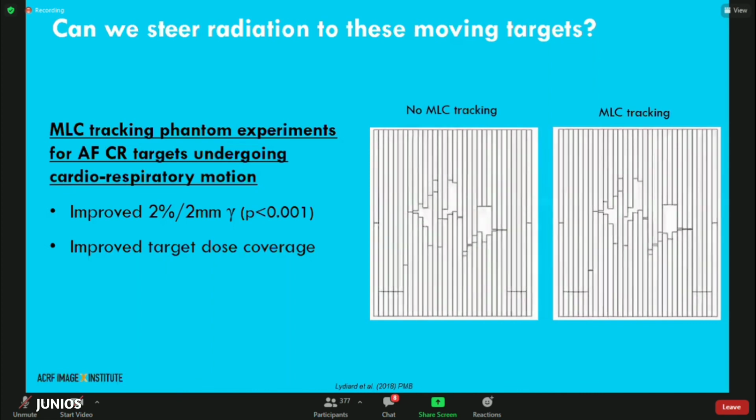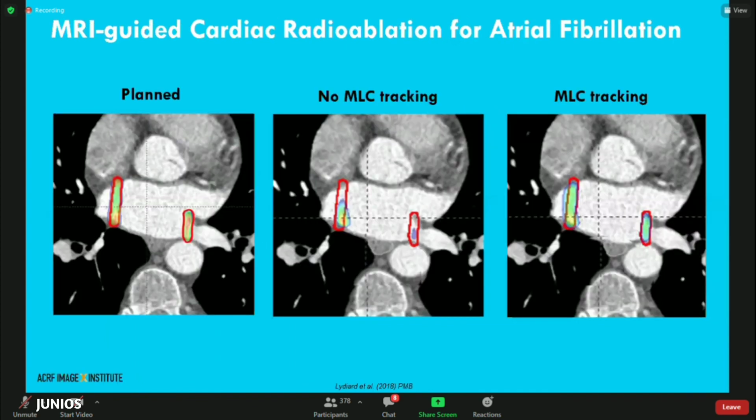So we also investigated whether MLC tracking is suitable for cardiorespiratory target motion with a phantom study using human motion traces on a standard Linac. This found that compared to treatment deliveries without MLC tracking, it significantly improved gamma pass rates and improved target dose coverage without significant changes to OAR doses, despite this complex cardiorespiratory target motion. Shown here is the reconstructed delivered dose of one of the plans on a patient CT dataset.